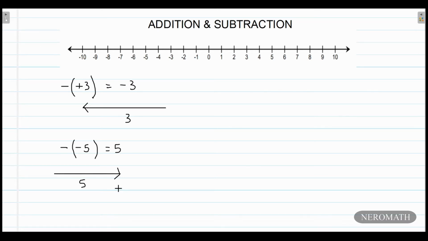Now the positive sign doesn't change the direction of any number. So I can have positive 3, and there's no change in direction, so you still get positive 3. I can have positive negative 5. The positive sign doesn't change the direction of the number, so I still end up with negative 5.